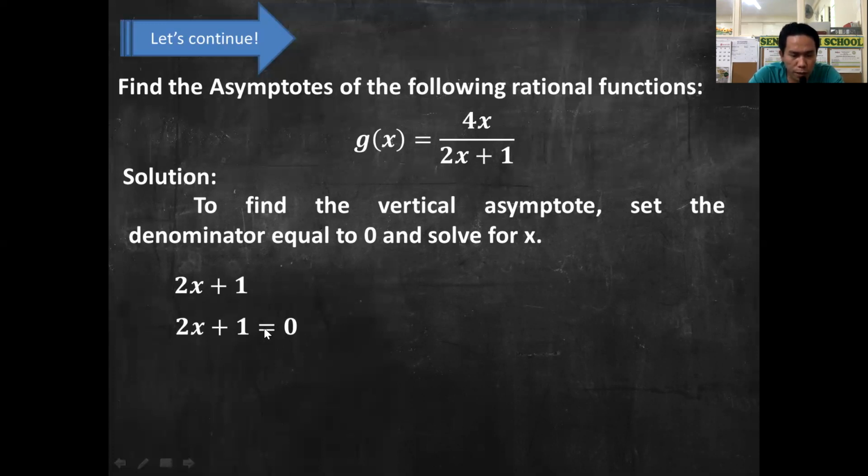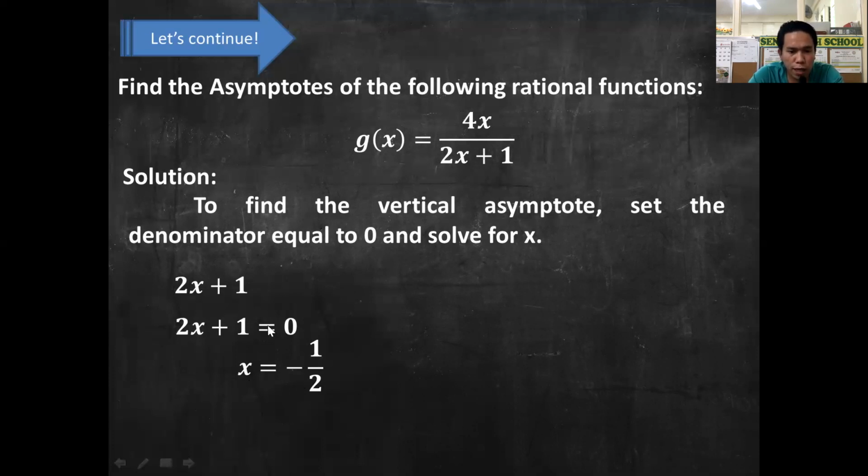So eliminate natin si positive 1, ilipat natin sa kabila. Or we will have x is equal to negative 1 half. Sinabay ko na nalipat yung 1, pag nilipat sa kabila, magiging negative. Yung 2 naman, 2 times x, pag nilipat mo sa kabila, yung multiplication mo nagiging opposite niya, that is division. So, yung 2 times x, pag nilipat mo, magiging divide na yung 2. So, we will have 1 over negative 1 half.